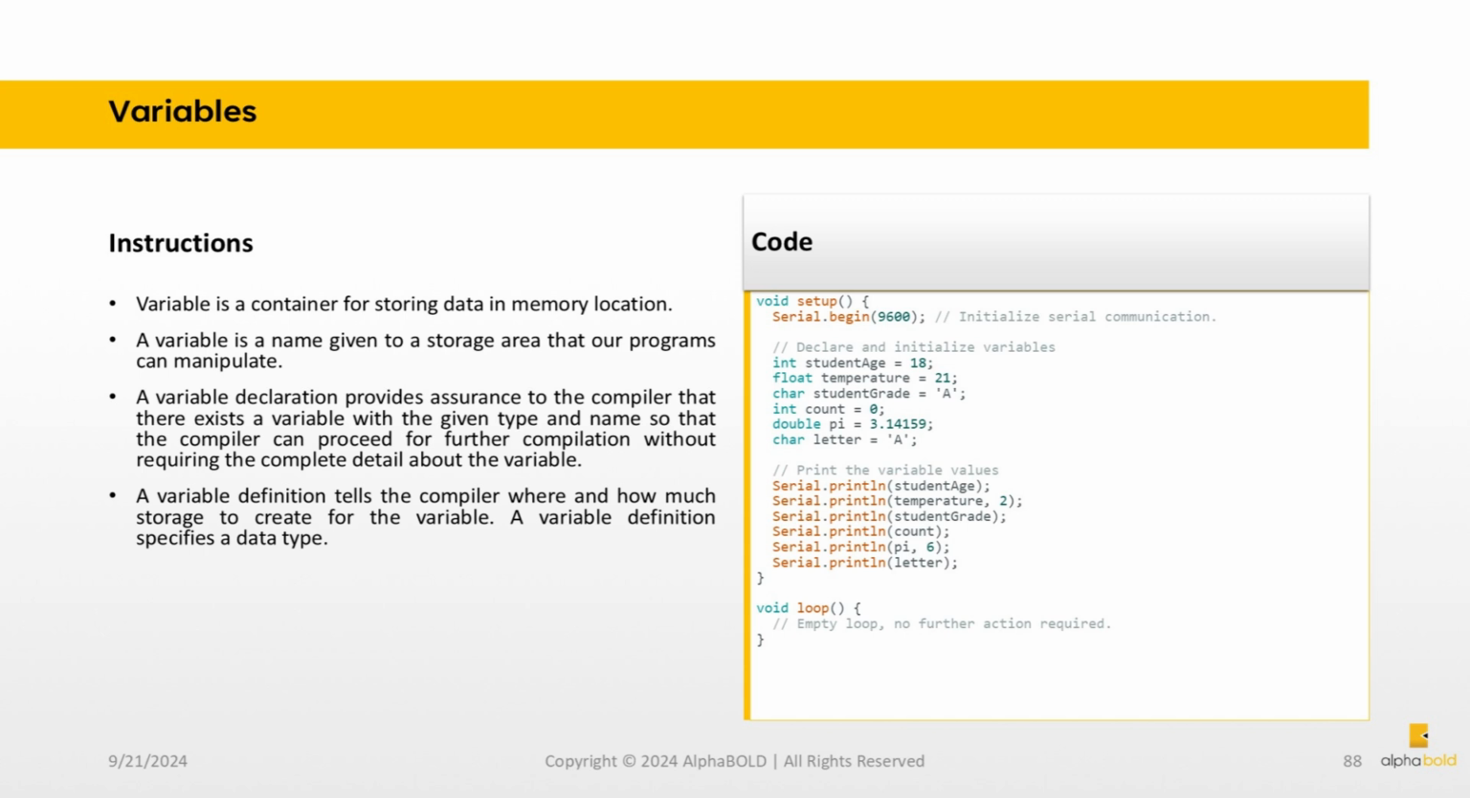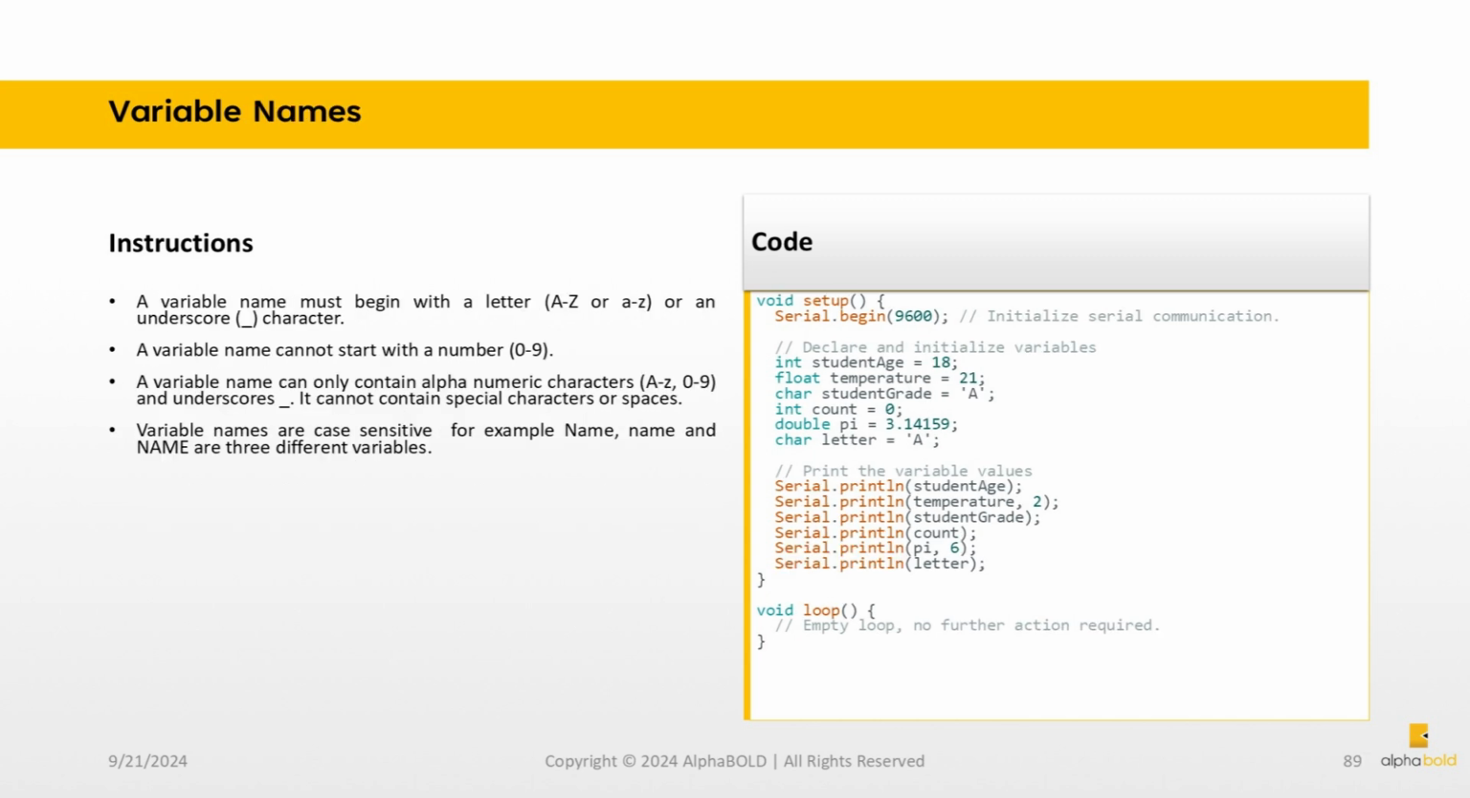A variable declaration provides assurance to the compiler that there exists a variable with a given type and name, so that the compiler can proceed for further compilation without requiring the complete detail about the variable. A variable definition tells the compiler where and how much storage to create for the variable. A variable definition specifies a data type.